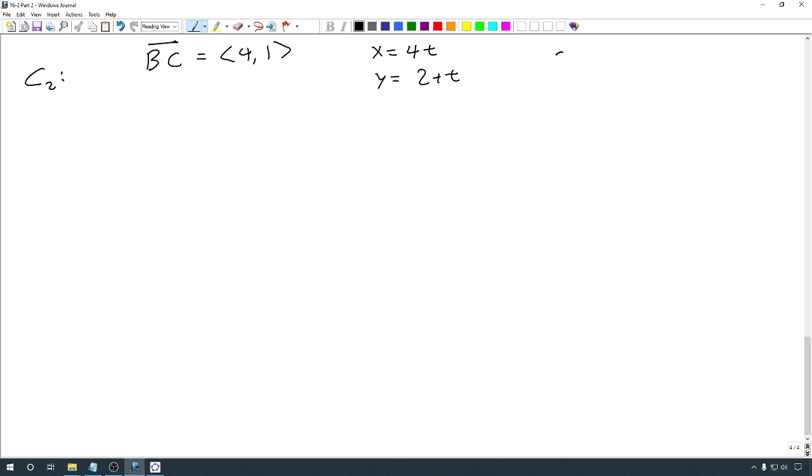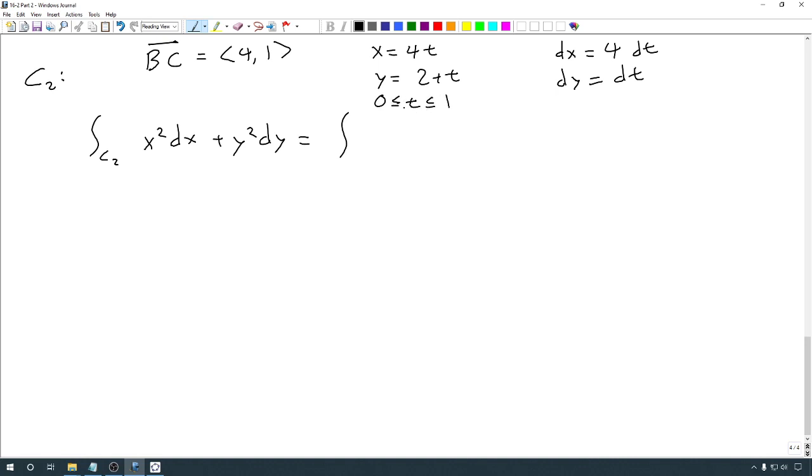Again, of course, when we differentiate, everything comes back to the 4, 1, but this time I'm going to write it as dx equals 4 dt and dy equals dt. That means when I do my integral over C2, remember we're integrating x squared dx plus y squared dy. I should state up here that we are going from t equals 0 to 1. 0 gives me the point 0, 2. 1 gives me the point 4, 3.